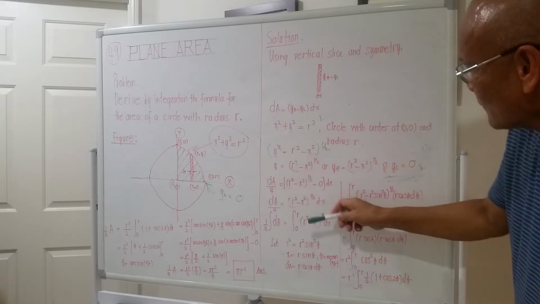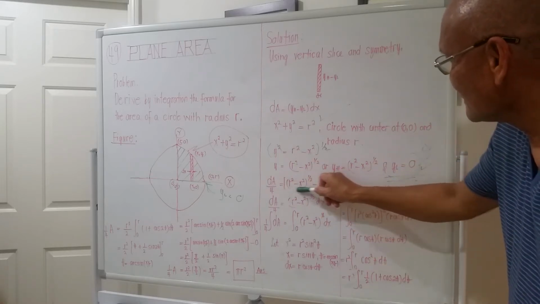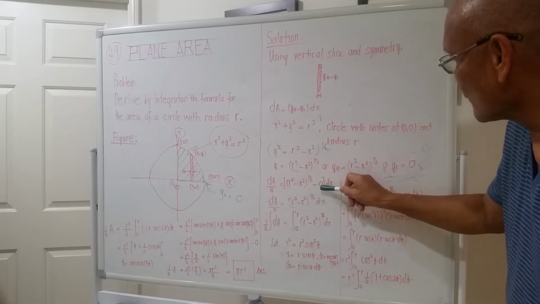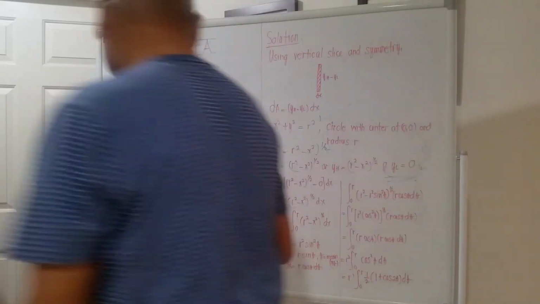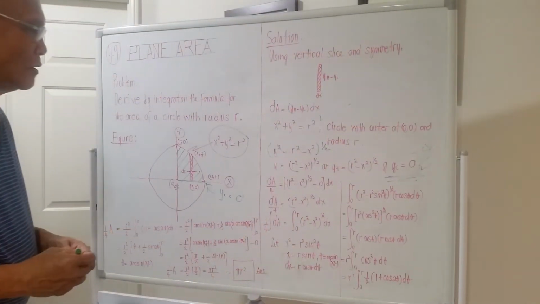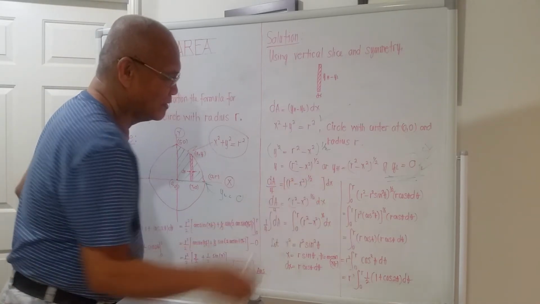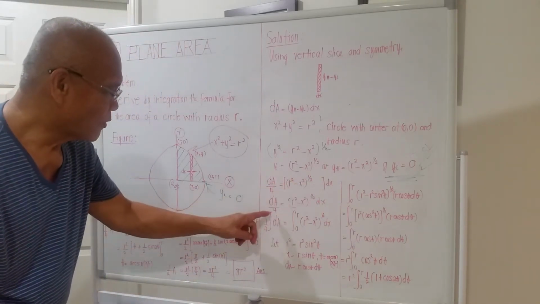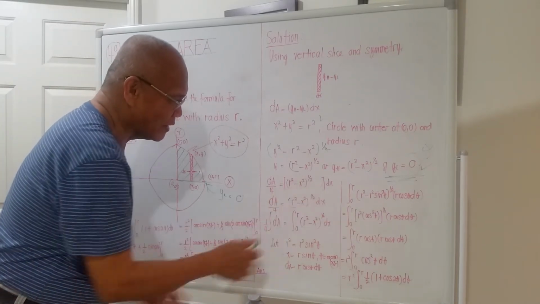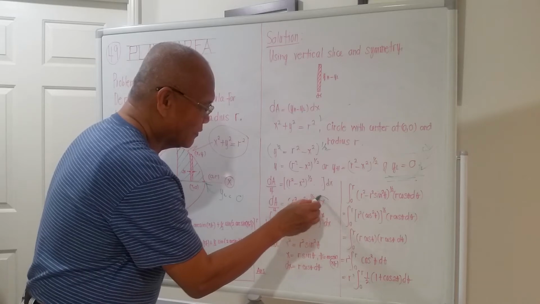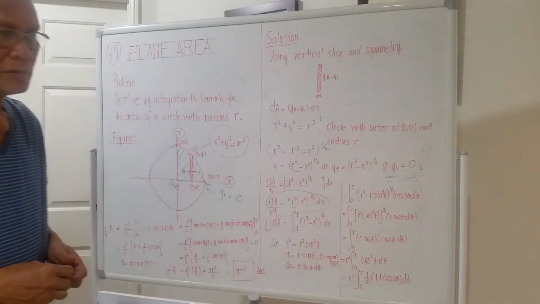Differential area over 4 will be equal to y higher, which is this, minus y lower, which is 0, times the quantity dx. Okay? What will come out? This is 0, just 0. Differential area over 4 will be equal to (r squared minus x squared) raised to the 1/2 dx. This is now our differential equation.